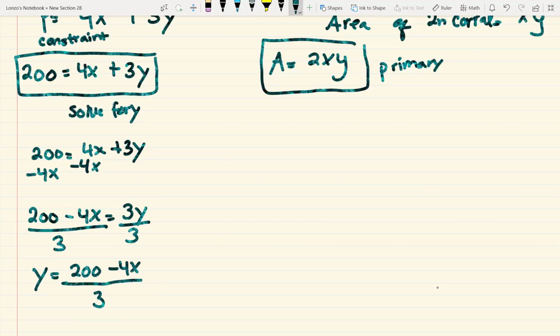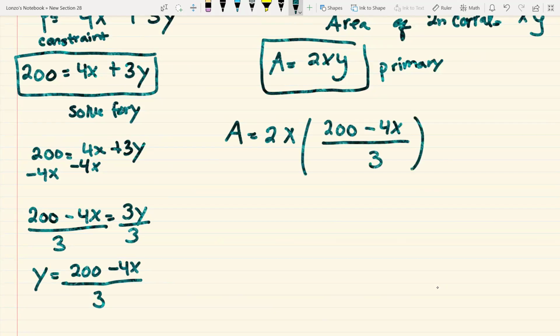Then I'm going to plug it back into this equation. So A equals 2 times x times y, which is this whole thing, right? And if I just clean this up and multiply it out, you're going to get 400 over 3 x minus 8 over 3 x squared. So when you distribute that out, that's what you get.